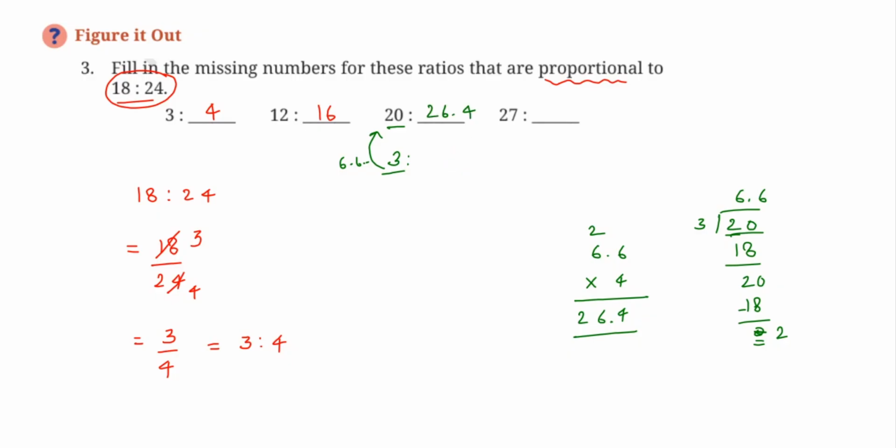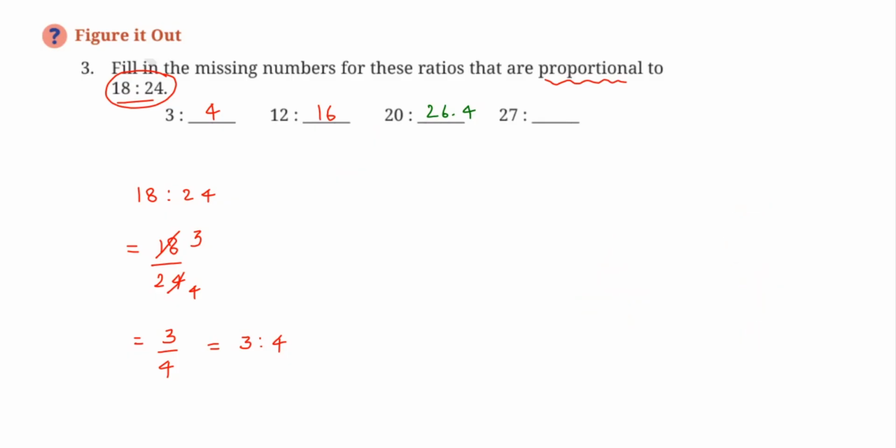Next we have 27 and we have to find the second term. So here we have 3 is to 4 and 3 times 9 is 27. Therefore 4 times 9 is 36. Therefore 27 is to 36 is in proportion with 18 is to 24 or 3 is to 4.